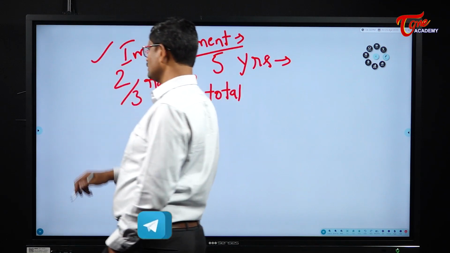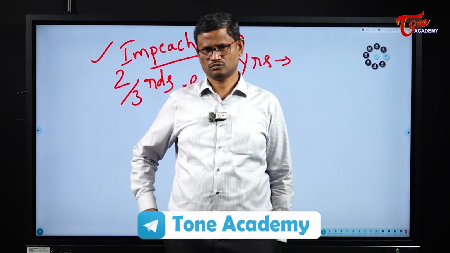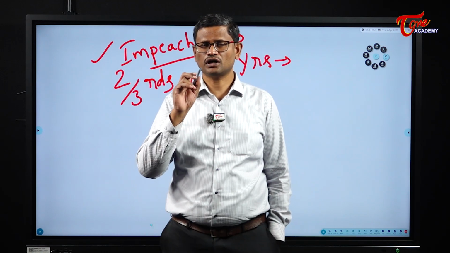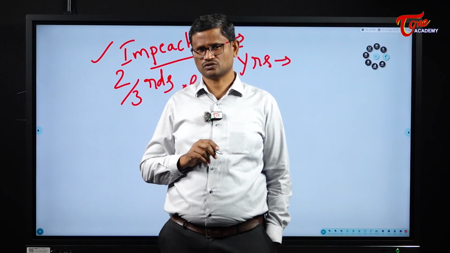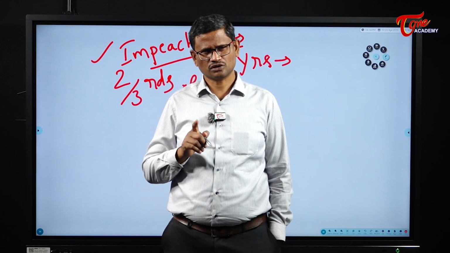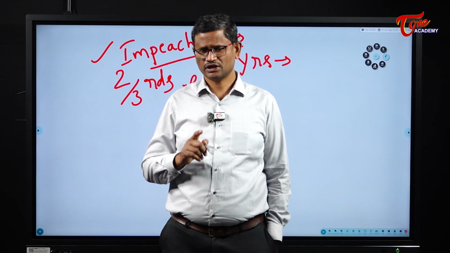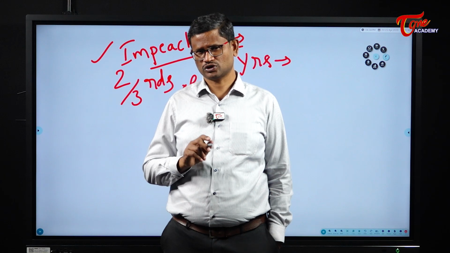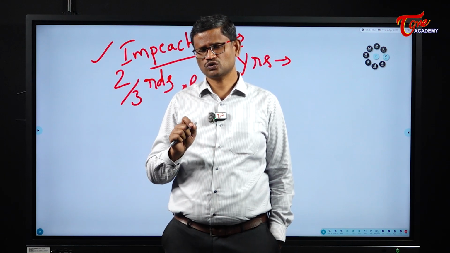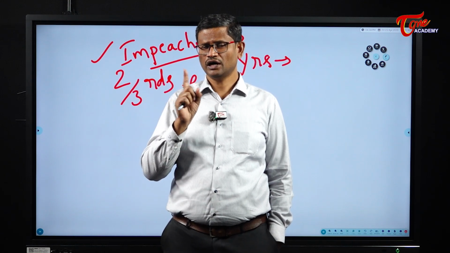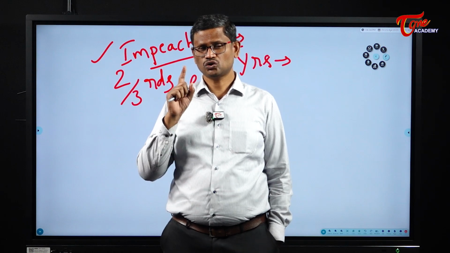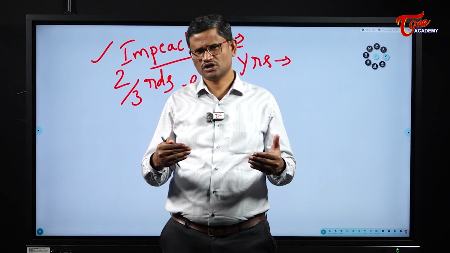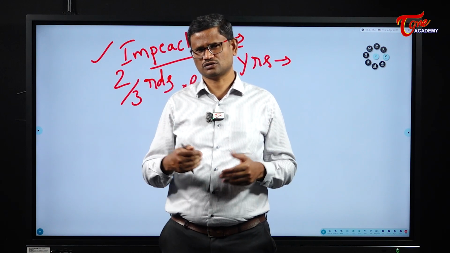The President of India can be removed from the office on the ground of violation of the Indian Constitution. For violating the Constitution of India, the President can be removed from his office by passing an impeachment motion. The impeachment motion has to be passed by both Lok Sabha and Rajya Sabha by 2/3 of the total strength. So this is the toughest majority which is required under the Indian Constitution.